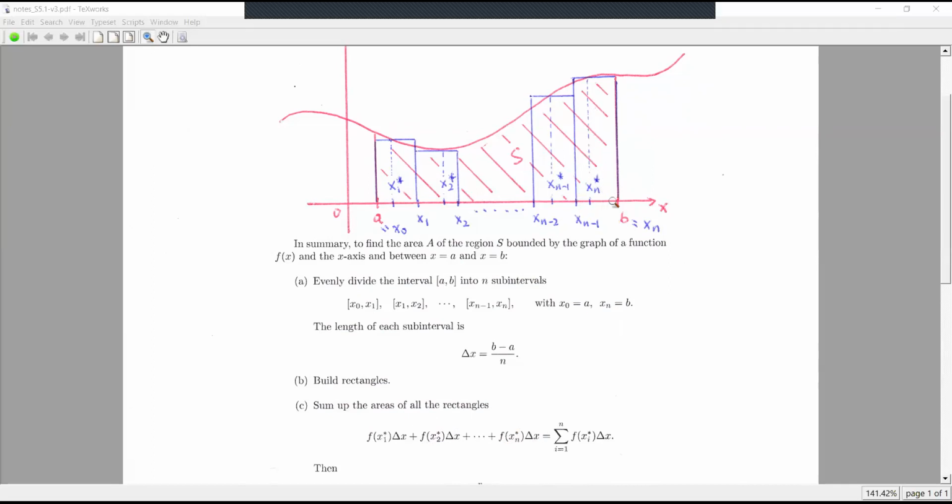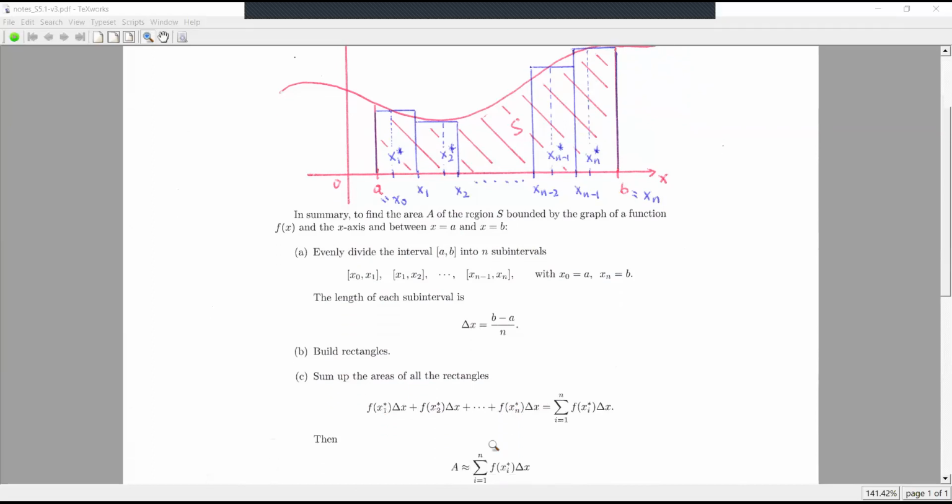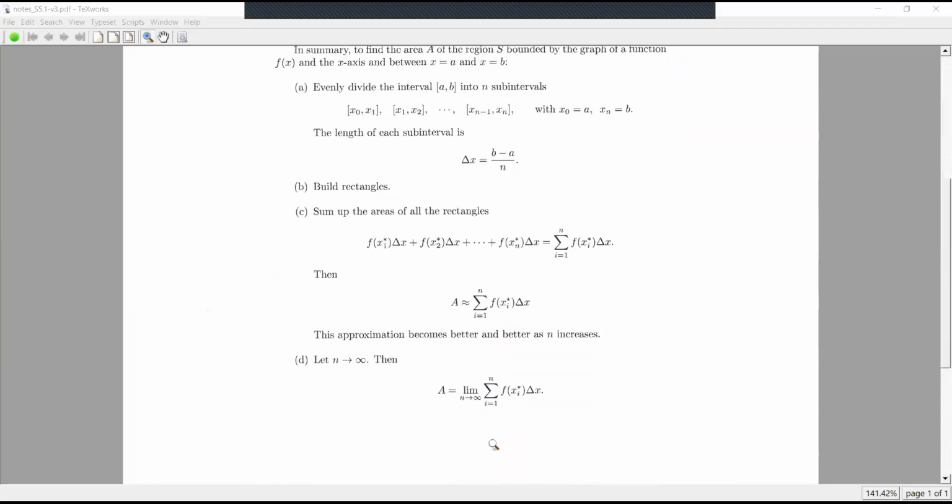Base delta x times height, the function value at xi star. Now compute the areas of the rectangles, then make a sum. Here there is a shorthand notation for this sum.